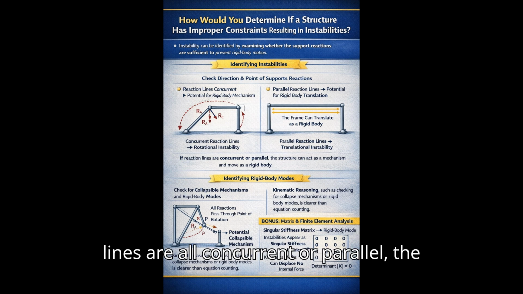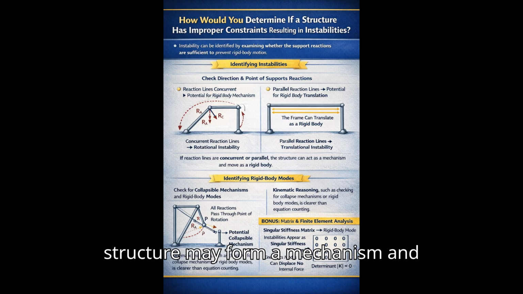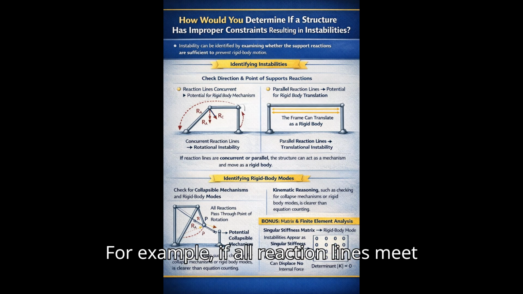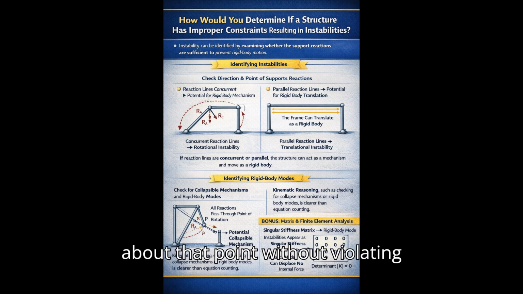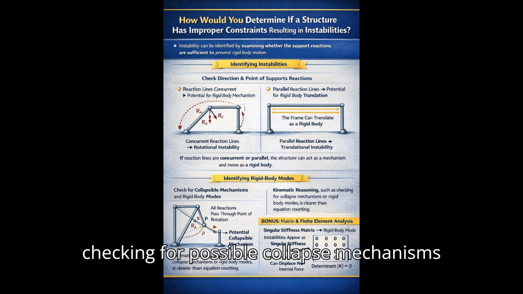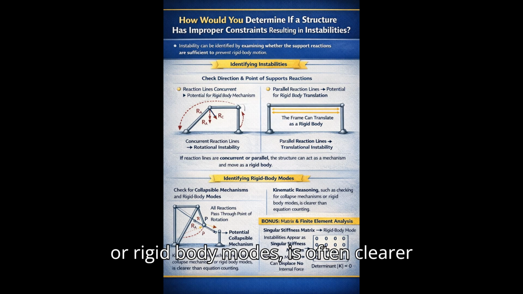If reaction lines are all concurrent or parallel, the structure may form a mechanism and rotate or translate as a rigid body. For example, if all reaction lines meet at one point, the structure can rotate about that point without violating equilibrium. That's a kinematic mechanism. Kinematic reasoning, such as checking for possible collapse mechanisms or rigid body modes, is often clearer than simply counting equations.